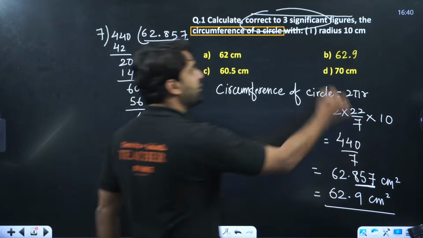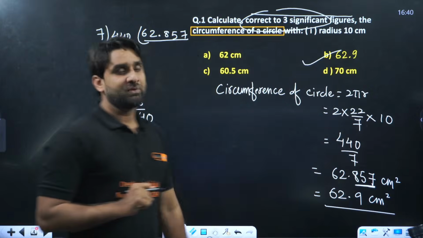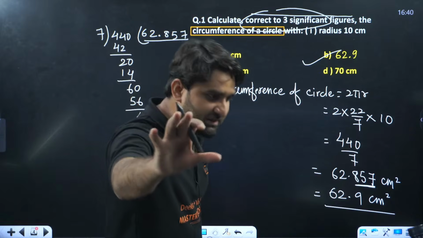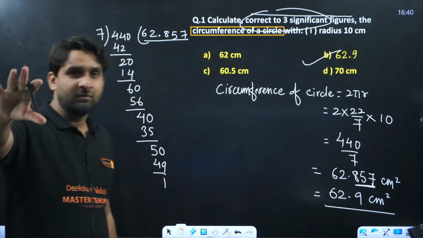Option number B will be correct, 62.9 centimeter square. Is it clear to all? Yes, class 9th champion, is it clear?